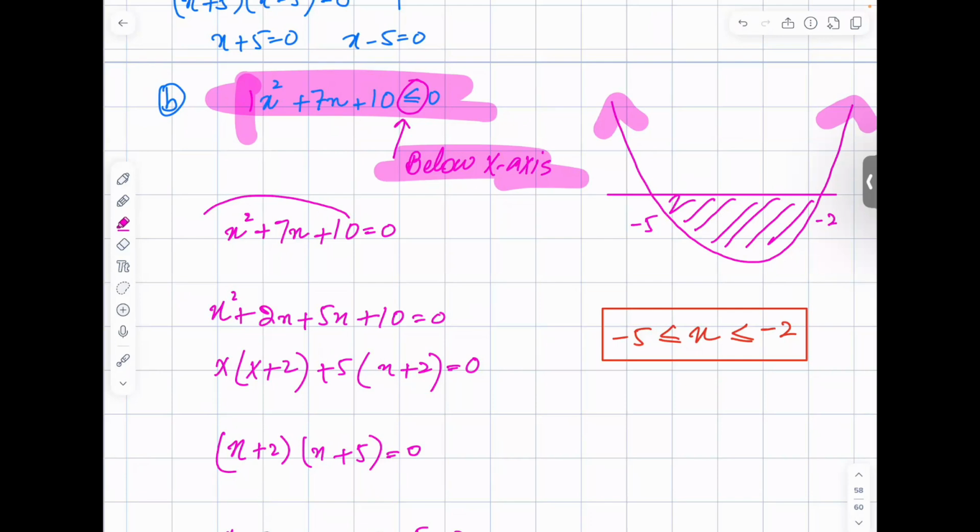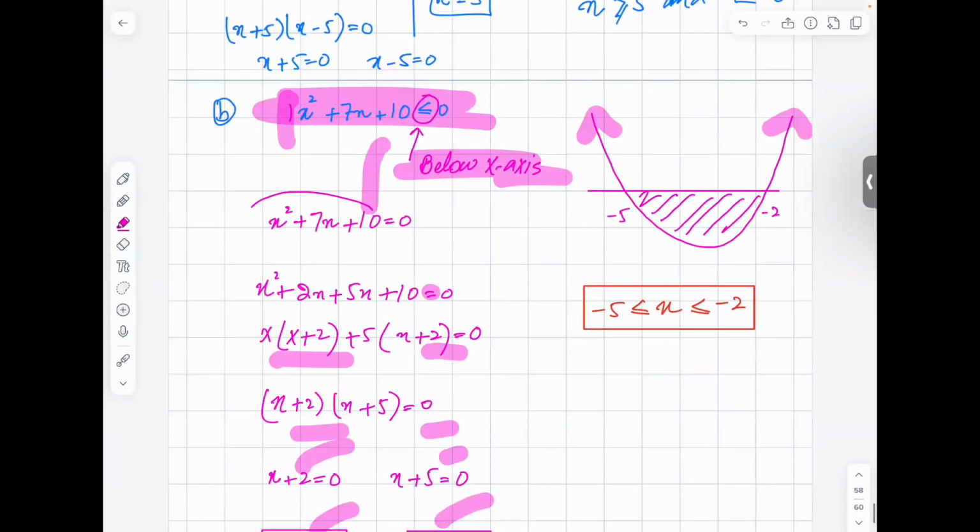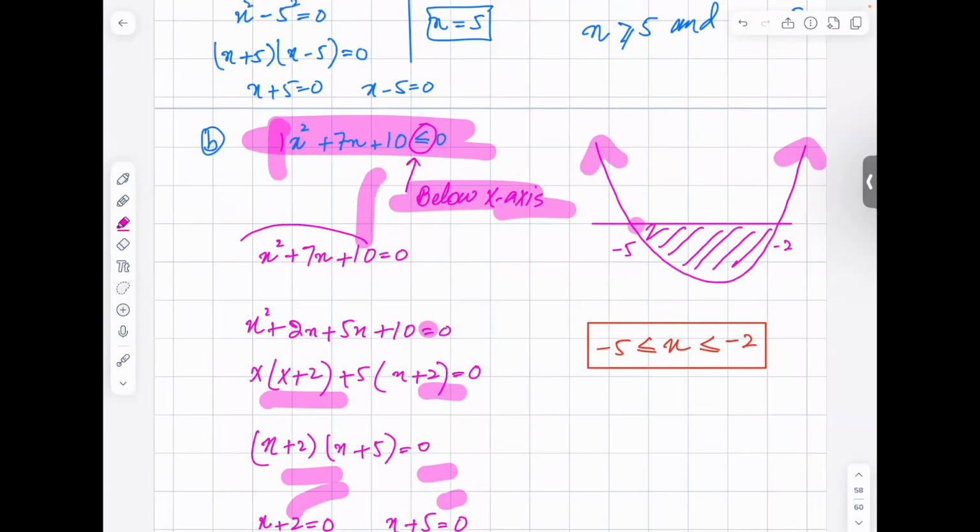Anyways, we will take the corresponding equation, put it equal to 0, and solve it. At the end we have x equals minus 2 and x equals minus 5. And for a smiley face opening upward, less than 0 would be only this part.